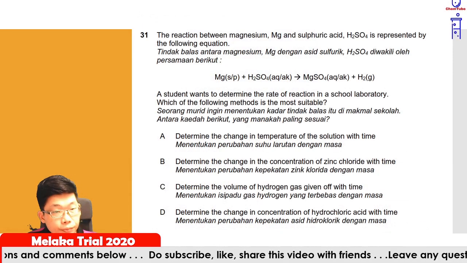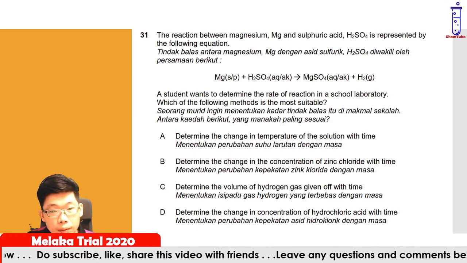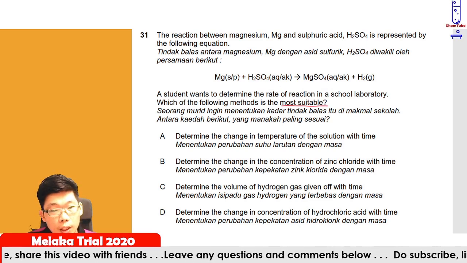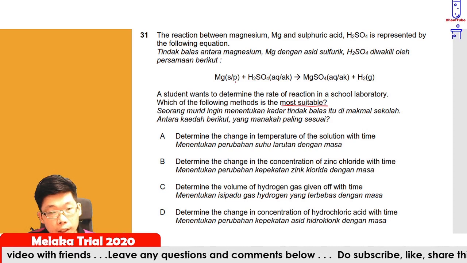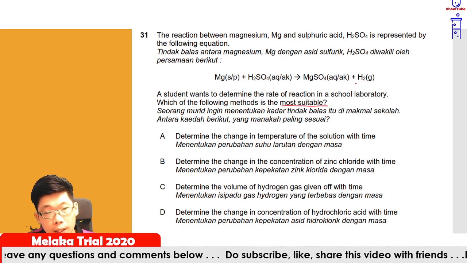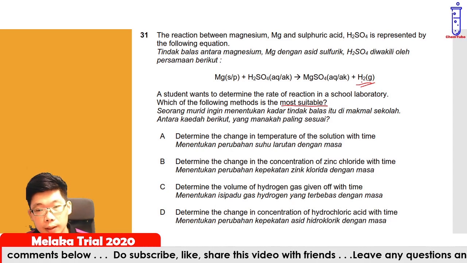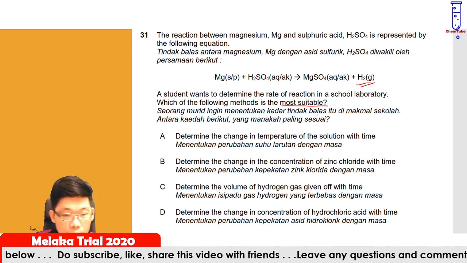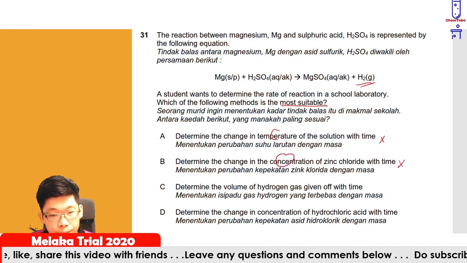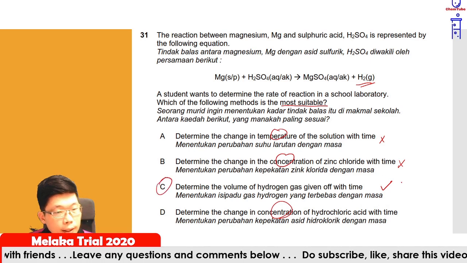Question 31. The reaction between the magnesium and the sulfuric acid is represented by the following equation. A student wants to determine the rate of reaction. Which method is the most suitable? If we look here, this is a solid, and this aqueous is a gas. Normally if we have a reaction that releases gases like carbon dioxide, oxygen or hydrogen, the best way is to collect the gas over time. Determining the change of temperature is quite difficult. Change of the concentration is also difficult. Then volume of hydrogen given off with time, yes, this is the best way. So C is the answer.